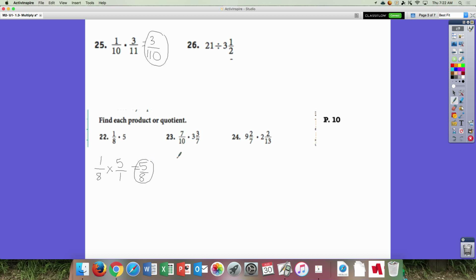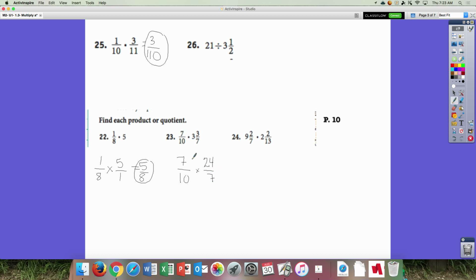For the next one, we add an extra step, right? 7 over 10, that kind of stays. But then we have this 3 and 3/7. What do we do to change that to an improper fraction, meaning the top number is bigger than the bottom number? So we need to take the bottom number, which is called the denominator, multiply it by the whole number, which is this big number, and then add the top one, or the numerator. So 7 times 3 is 21. Then if we add 3 more to that, we get 24. So we have 24 over 7.